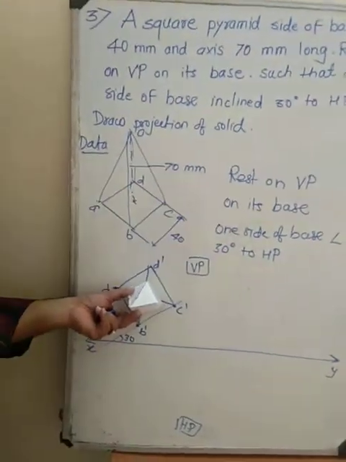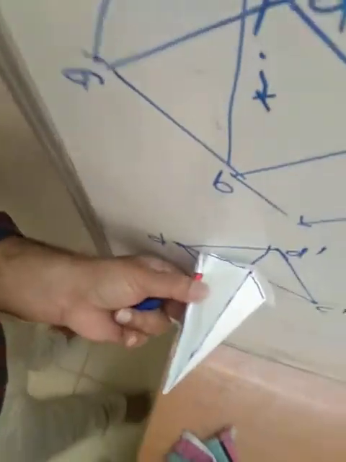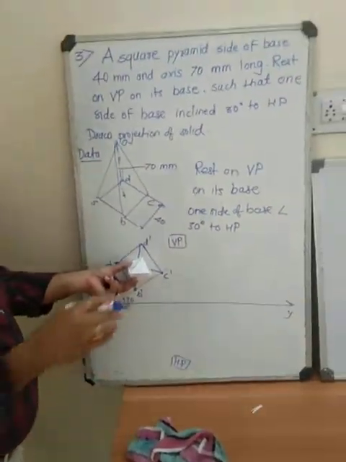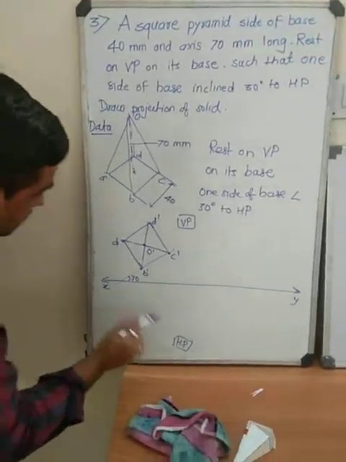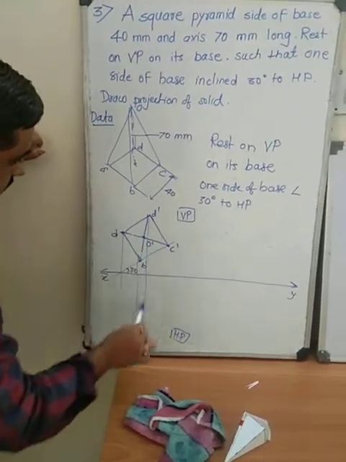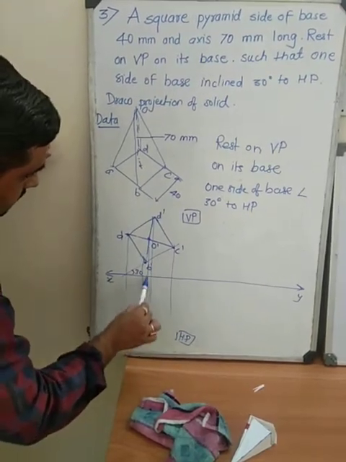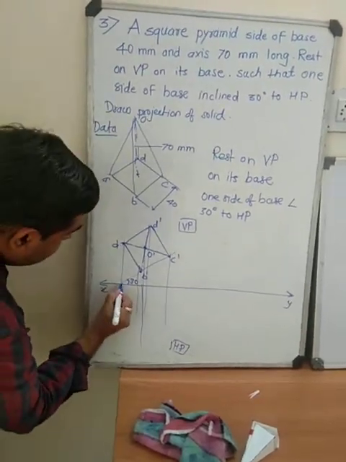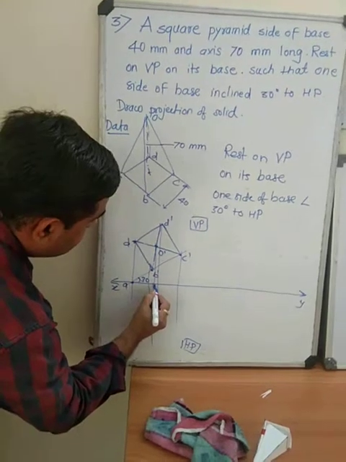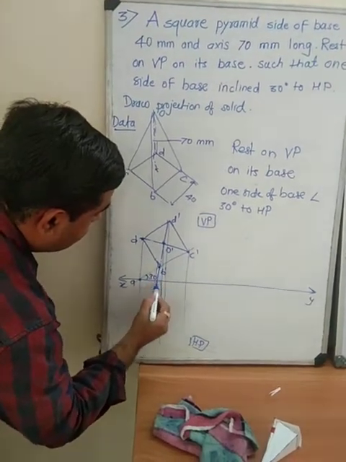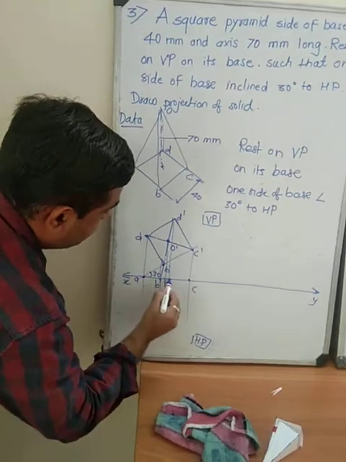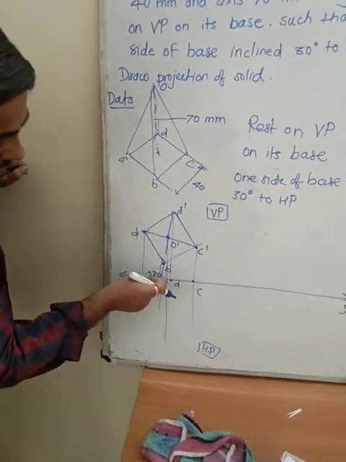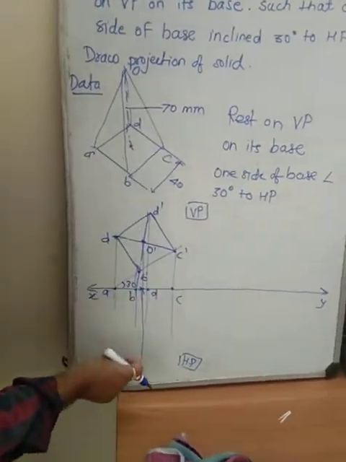Now coming to the top view. This is the top view of the solid. How to draw the top view? We have to project this. The top view is on HP. You have to project all the corners, also the axis. Now as ABCD is on VP, A is here, B is here, this is C and this is D. Now the projector of the axis: O is 70 mm away from the XY line.